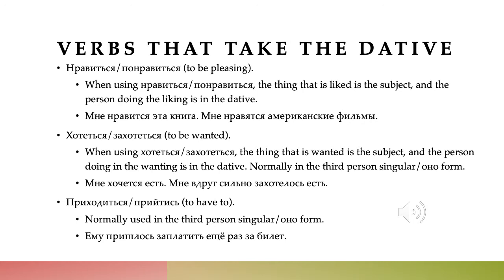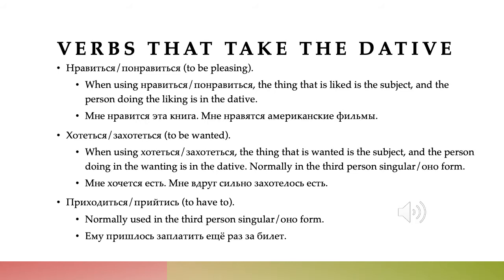I like American movies. We're most likely to use this verb in either the third person singular, if we have one item, like мне нравится эта книга, or the third person plural, if we have multiple items, as in мне нравятся американские фильмы. However, because the stress is on the a rather than the e or the ya, the pronunciation is going to be very similar in the two third person forms. You will also see it in other forms occasionally, as in я тебе нравлюсь, you like me, but it's most common in the third person.